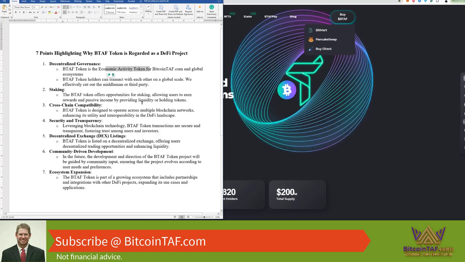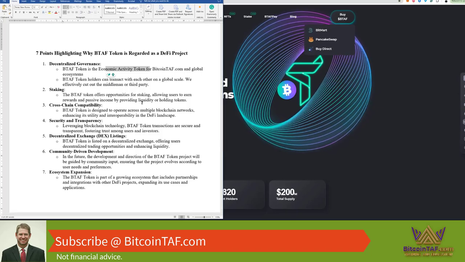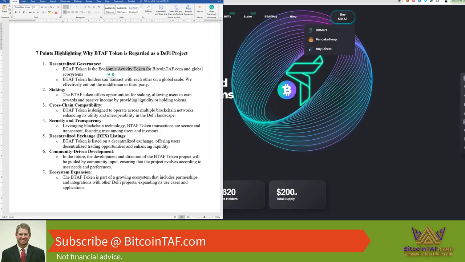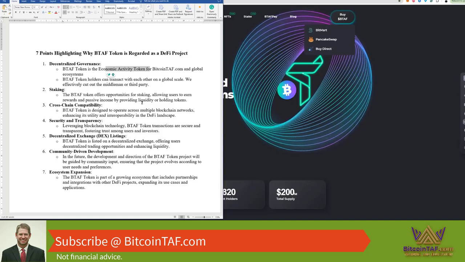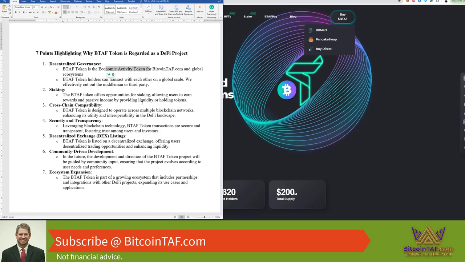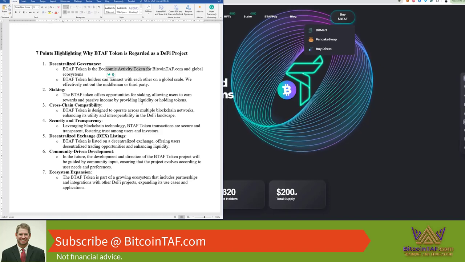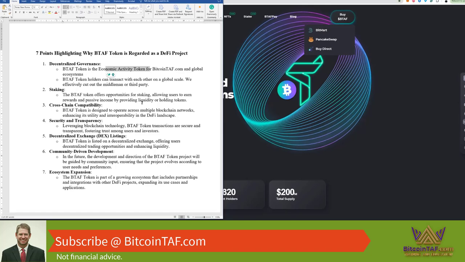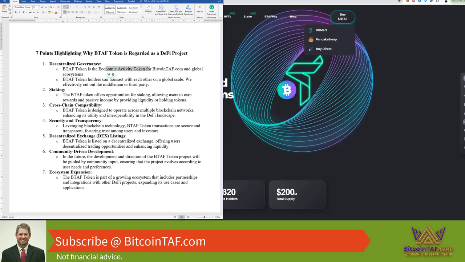Now, since we started in 2016, we've made a tremendous income. And if you look at what will happen with cryptos over the next 10, 20 years, Bitcoin TAF will just keep on growing. And when we grow, the BTAF token grows as well.